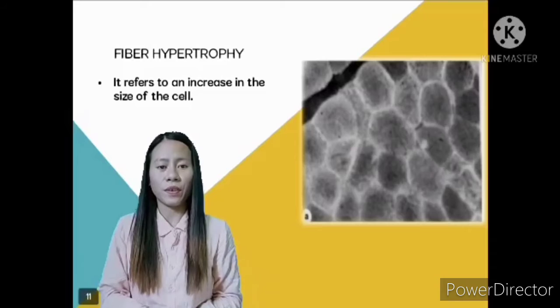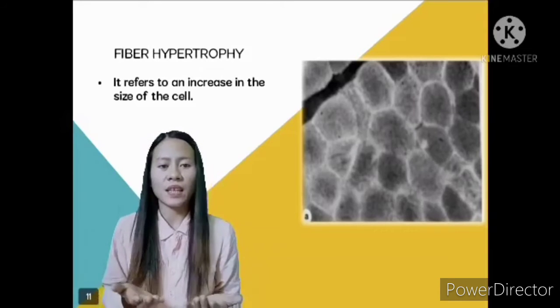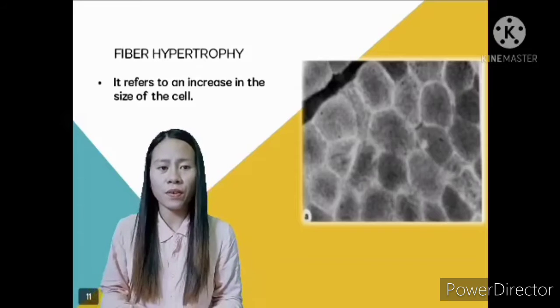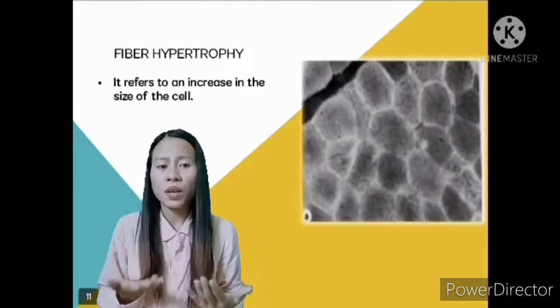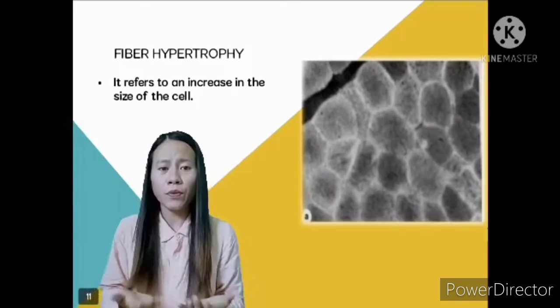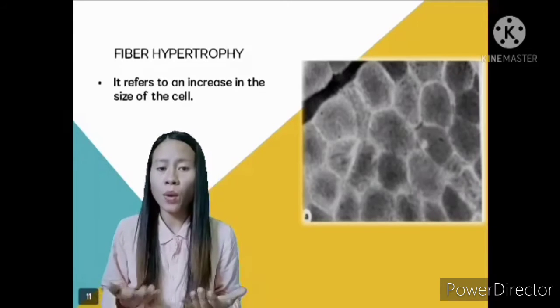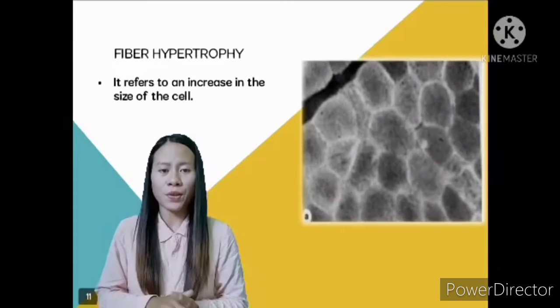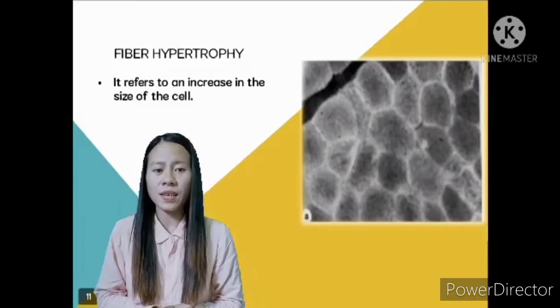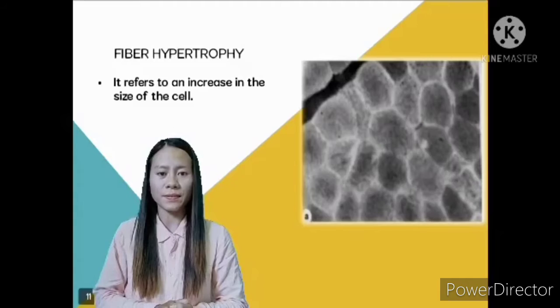Fiber hypertrophy. It refers to an increase in the size of the cell. So, fiber hypertrophy refers to an increase in muscle size achieved through exercise. So, if you want to improve muscle definition, lifting weight is the most common way to increase hypertrophy. So, as you can see, this is the micrograph of fiber hypertrophy.